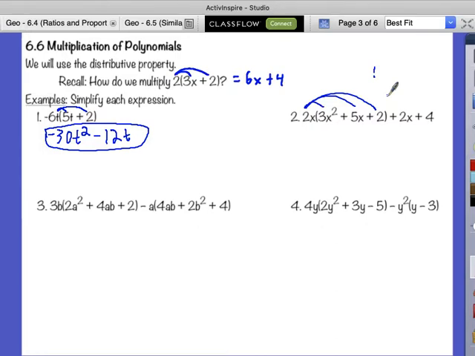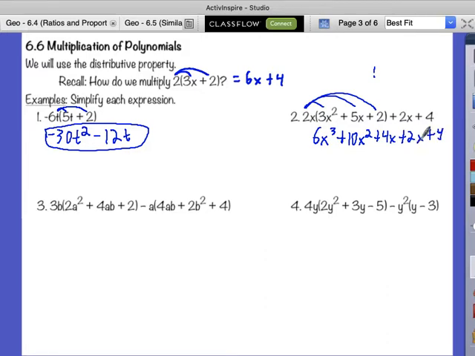2x times 3x squared is 6x to the third. Multiply the coefficients, add the exponents. Plus 2x times 5x, that equals 10x squared, because x times x is x squared. And then 2x times 2 is 4x. We keep writing it plus 2x plus 4.